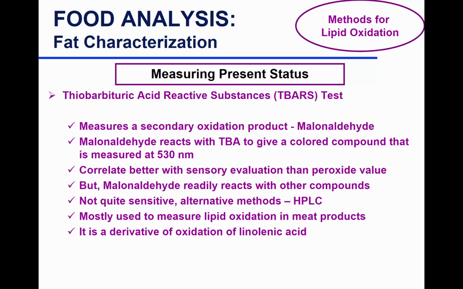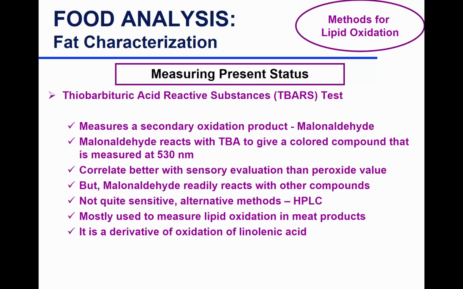So what happens is this secondary oxidation product will react with TBA, which is thiobarbituric acid, to give a colored compound. Again, it's a spectrophotometric method. You measure it. And it also correlates with sensory evaluation, because with peroxides, if they're present, you can't necessarily smell anything. They're not volatile. You cannot tell if there has been any oxidation. But definitely secondary oxidation products can be detected by sensory evaluation.